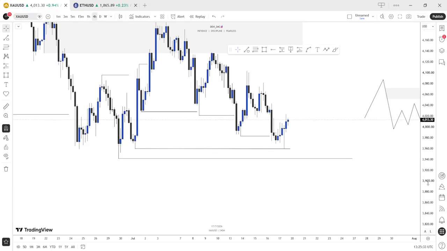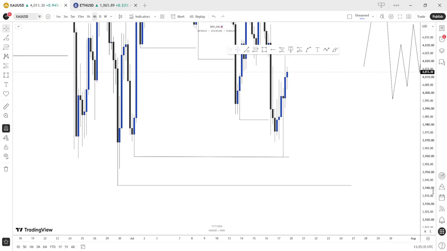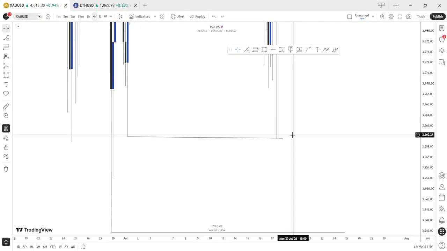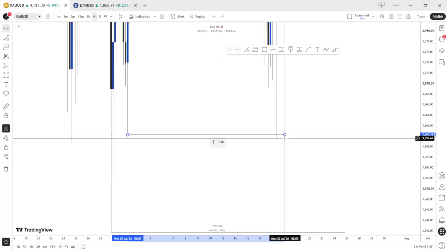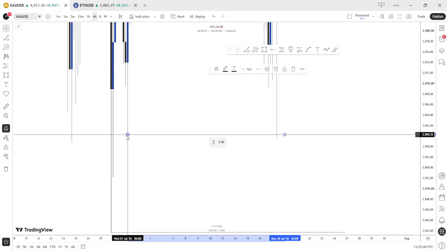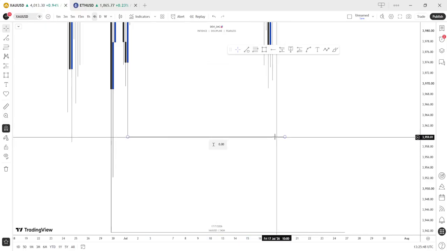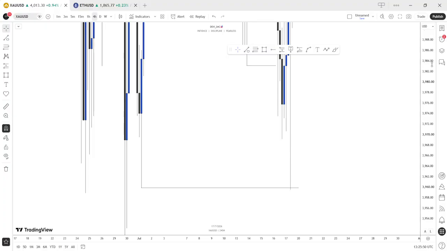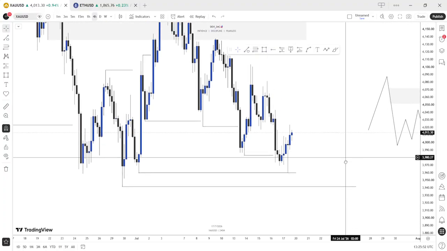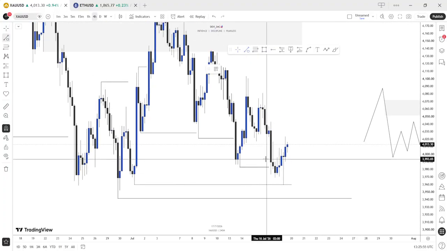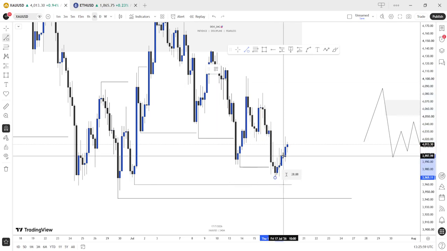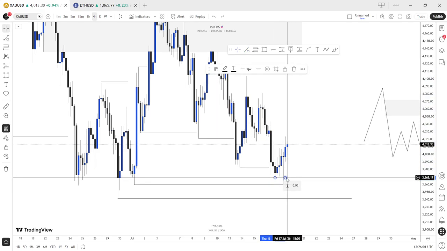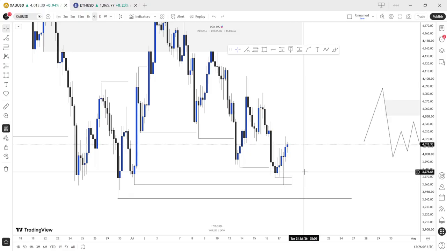Have we swept the low? Let me zoom in to confirm. Yeah, we have taken liquidity of this low. That is what is giving us the reaction for the pullback, right? So I'm going to draw a liquidity sweep over here. We have had a liquidity sweep over here, right?